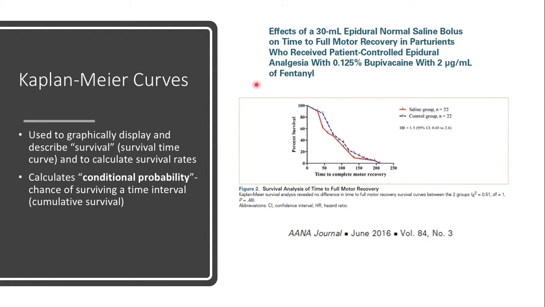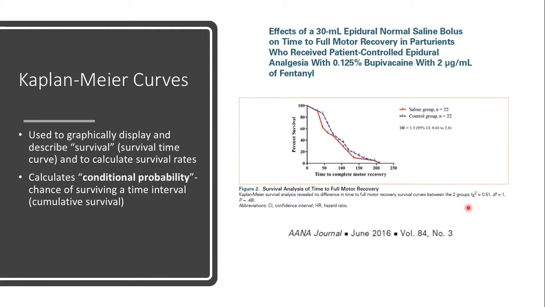And you can see here, this is an example from a study we did with some students several years ago, where we used a hazard ratio to model the time to complete motor recovery in a randomized controlled trial, where patients received a very dilute local anesthetic fentanyl epidural for labor, for vaginal delivery. And they were randomized either to a 30 cc saline bolus or a control group.